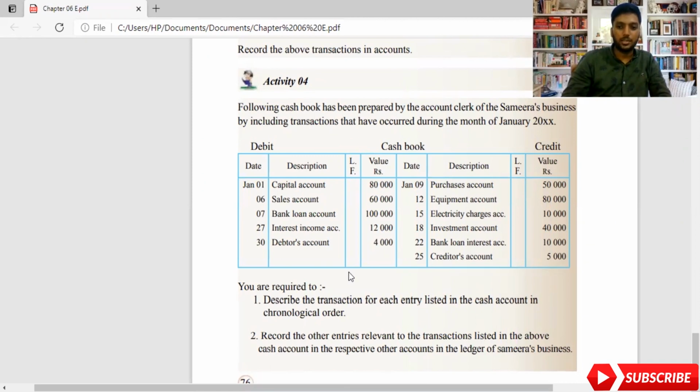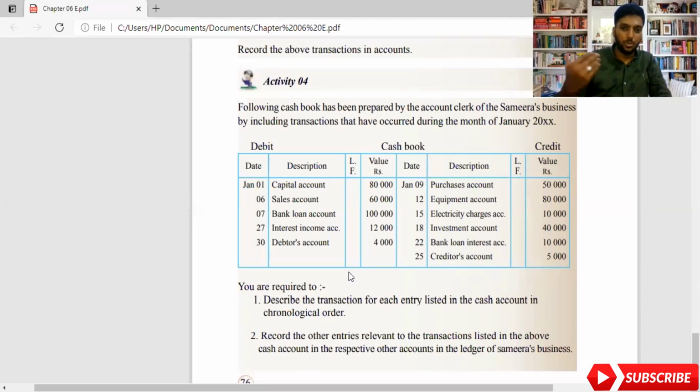And number 6, I think that's the date, second in chronological order. Sales account 60,000. So cash sales of 60,000. You should write this as the transaction description, because the sales account will be credited, and in the cash book you will say sales account and debit. That's the reason. And seventh, bank loan account 100,000. Obtained a bank loan of 100,000. That is the transaction description.